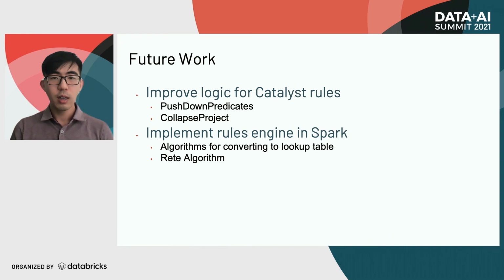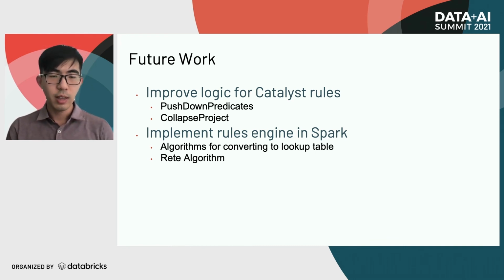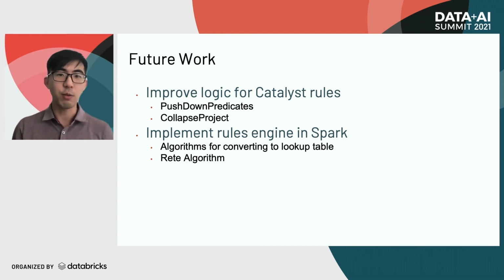And for future work, we are continuously looking at Catalyst to see what we can improve. And currently, we've noticed that pushdown predicates and also collapse project, both of these Catalyst rules are a little less efficient than we would like them to be. We've been experimenting around this part. We don't have anything concrete to share yet, but keep on the lookout if we have anything in the future.